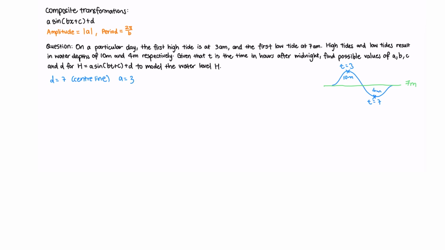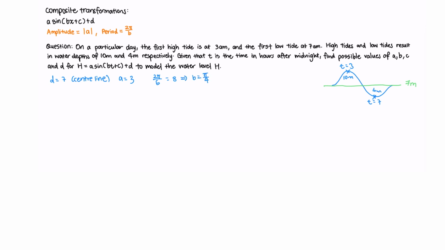Now your period, even though they give you 3 AM and 7 AM here, your period is not 4. If you look at the graph, the entire length of this cycle, this red thing over here, is not 4. 4 is only half the cycle. So actually, your period is 8. So we know that 2 pi over b, using this formula up here, 2 pi over b equals 8. This means that b equals pi over 4.